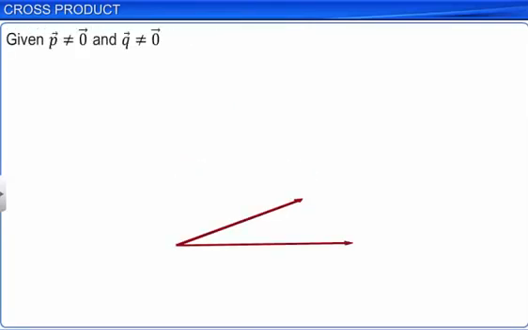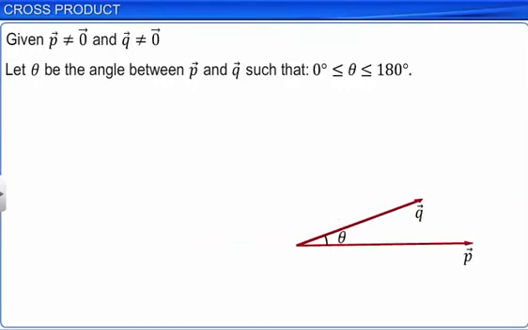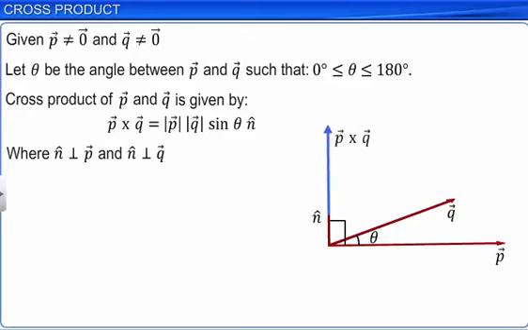Consider two non-zero vectors, P and Q. Let theta be the angle between vectors P and Q such that the value of theta lies between 0 degrees and 180 degrees. Then, the cross product of vectors P and Q is equal to the product of their magnitudes, the sine of angle theta, and a unit vector n. Here, unit vector n is perpendicular to both vector P and vector Q. Note that unit vector n acts along the vector equal to the cross product of vectors P and Q.